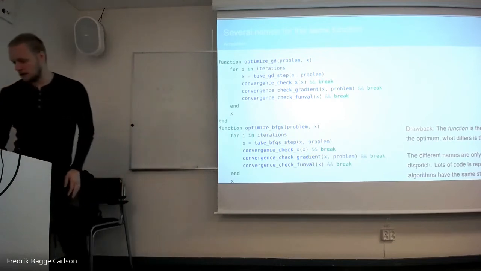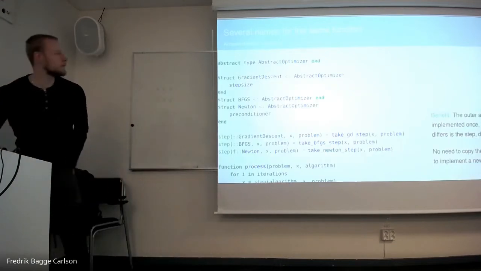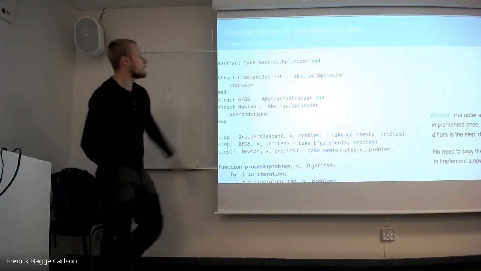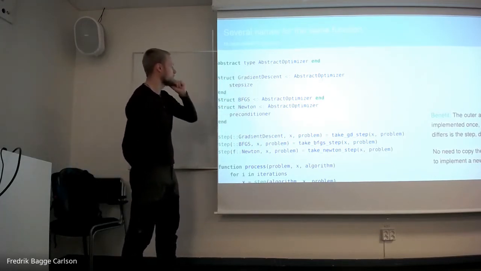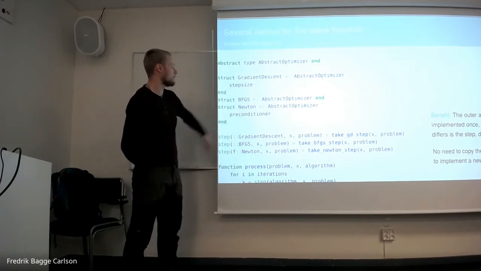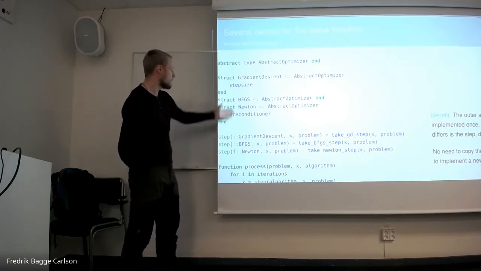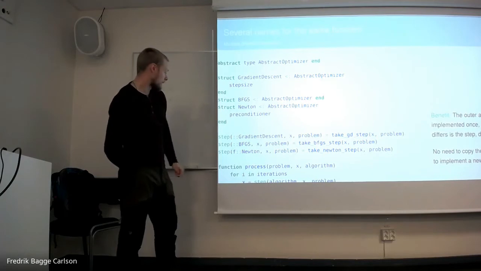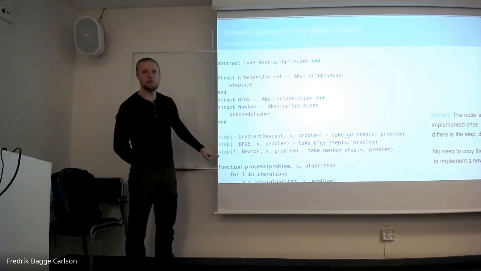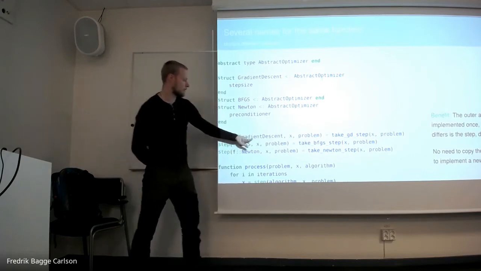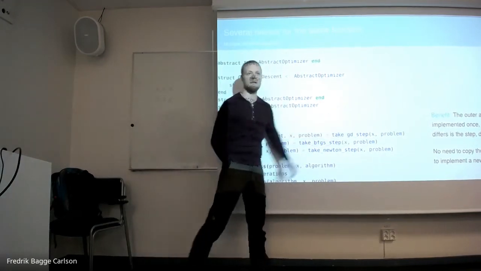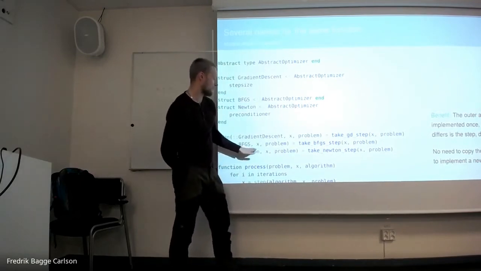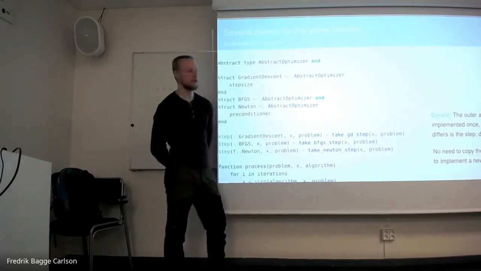So in Julia, with types and dispatch, we might do it like this instead. We have an abstract optimizer. We have a concrete one, gradient descent, that has the step size. We have another concrete one, BFGS. We might have Newton and so on. And then we have three different step implementations. If we step with this optimizer, X and problem, then we implement it like this. And if we step with the BFGS, then we have a different implementation.